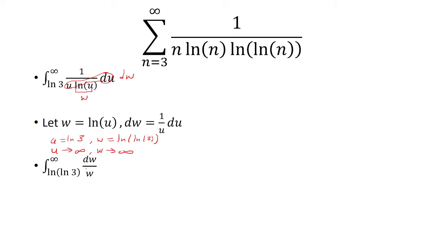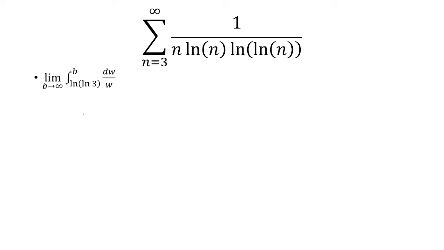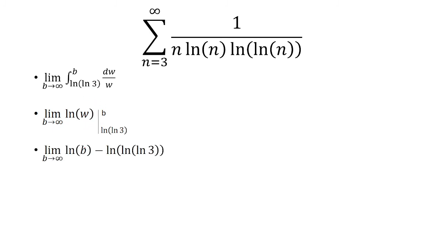Now we can evaluate this integral, but first, because this is going to infinity, this is an improper integral, so I'm going to introduce a limit. So I'm going to replace infinity with b, and we'll let the limit as b approaches infinity of that. Now I can evaluate the integral. So the integral of dw over w is just ln of w. And now I'm going to evaluate ln of w from ln of 3 to b. Okay, so these are just my limits. And then I'm going to plug in b for w, and then ln of 3 for w.